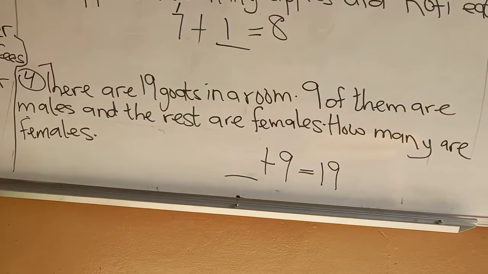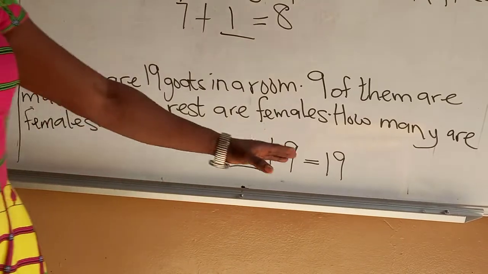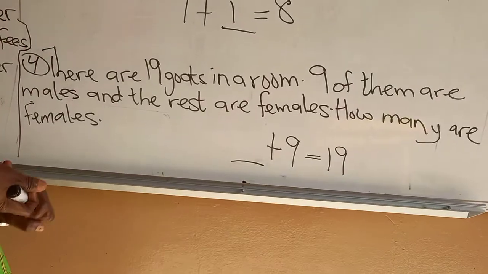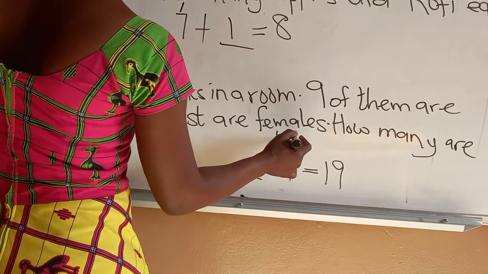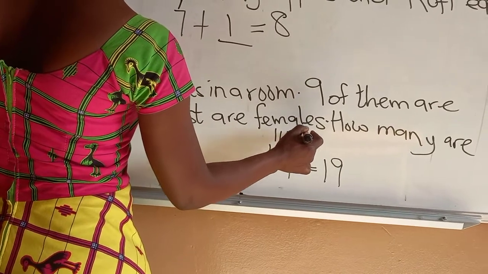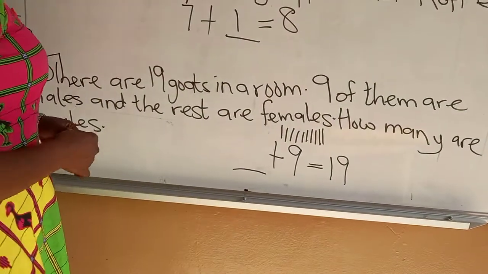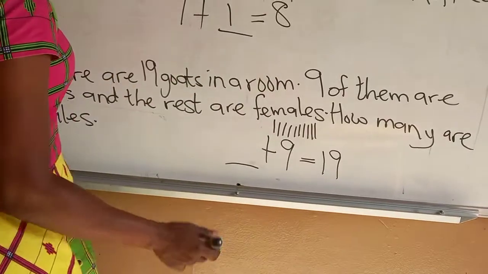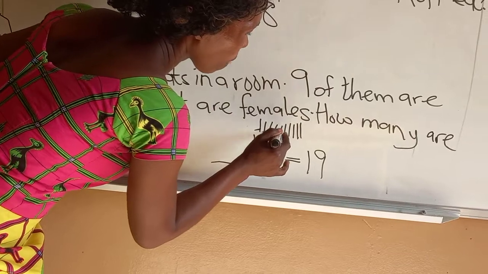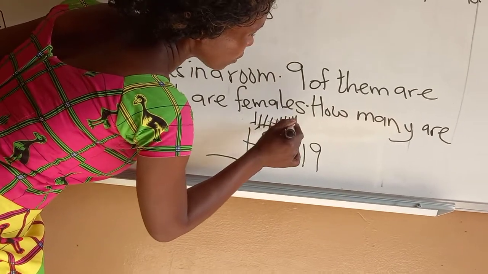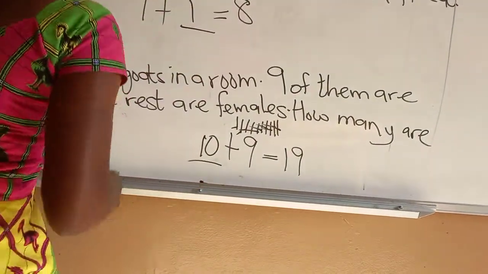You do not know. So here, you continue counting until you get to 19. Let's continue counting. 10, 11, 12, 13, 14, 15, 16, 17, 18, 19. So when you finish, you count your strokes. Go. 1, 2, 3, 4, 5, 6, 7, 8, 9, 10. So what is your answer? 10.